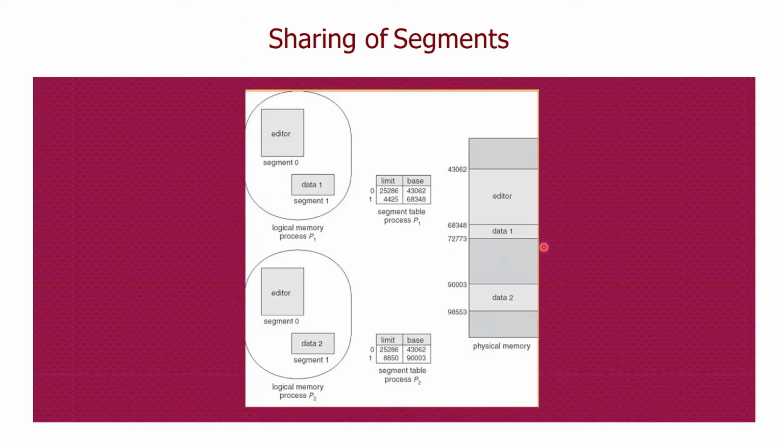Let's go ahead. This is how the sharing of segments happens. Obviously, in this logical memory there can be multiple processes, P1 and P2, right? So in process P1, there are some values of base and limit. Obviously you can add these, 43,062 plus this number, and we reach 68,348. So this segment 0 is the editor. Okay, so the editor is written here, that's why it is editor here. Because segment 0 is the editor, you can map these two with this one and verify this physical memory. It is very easy.